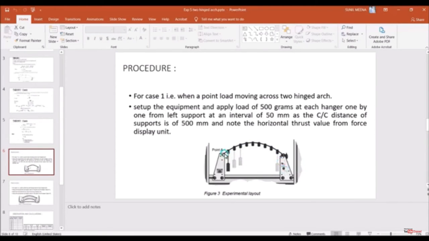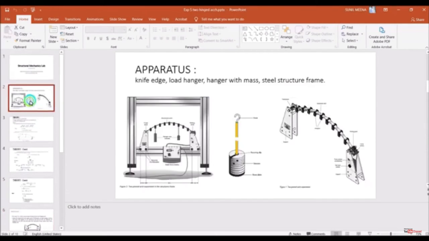The center to center distance between point A and point B is 500 mm, and between these points, for the small hangers, we have 50 mm center to center distance. So we can measure the horizontal thrust value from this digital force display. You have seen, this is the digital force display. We have certain hangers, this is the rotating pivot, and this is the fixed pivot.